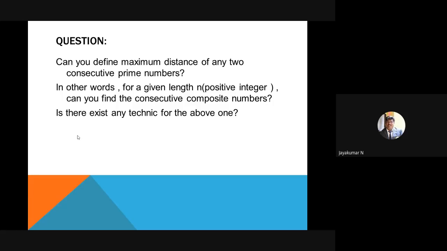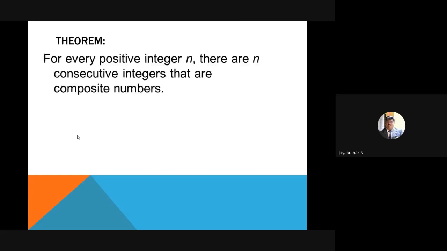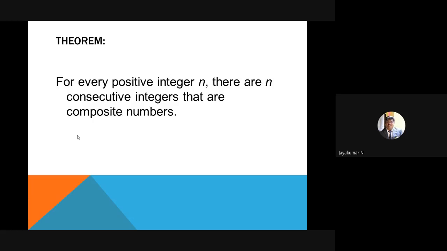Is there any technique for the above one? That is, can you find consecutive composite numbers for a given length? Is there any technique? The answer is yes. This is also an important problem. So we see the theorem. For every positive integer n, there are n consecutive integers that are composite numbers. If you take any positive integer, definitely there are n consecutive composite numbers. Suppose we give 100, 1000, 1 lakh, we can find 100 consecutive composite numbers, 1000 consecutive composite numbers, 1 lakh consecutive composite numbers, and so on.